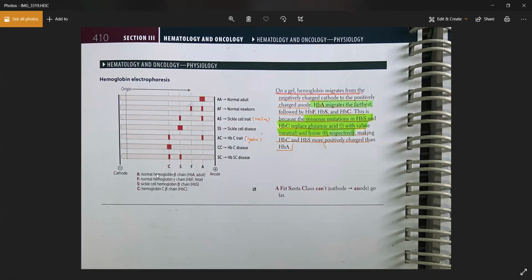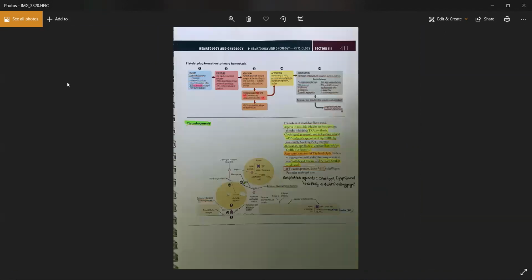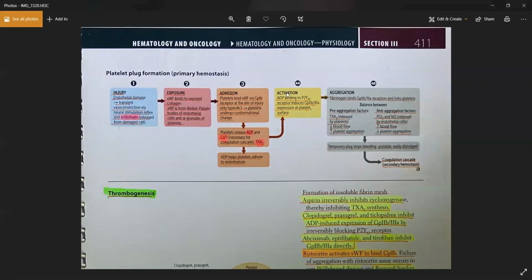Okay. Thank you. So any other doubt on this page? No, thank you. Okay, so we will take a short break here. And then start the platelet formation. The hemostasis. Okay. Yes. Just give me a second.